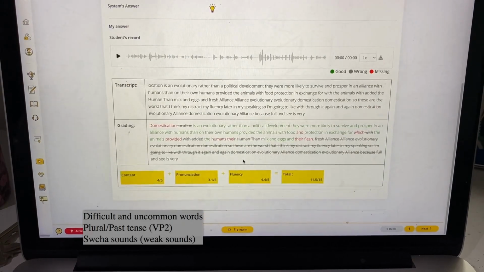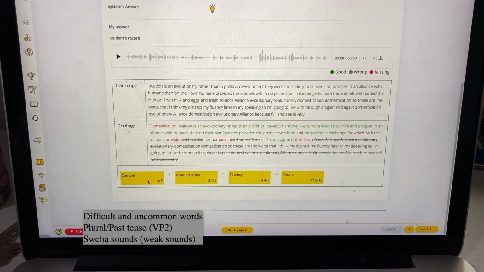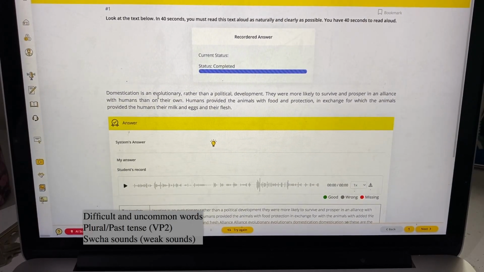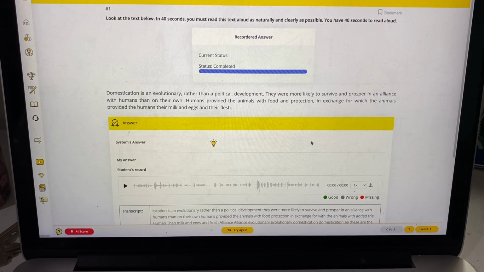So yeah, with the content, remember difficult and uncommon words, plurals, past tense, and some of the weak words, some of the small words like on, for, to. Try to make sure that you read each and every single word in the text.